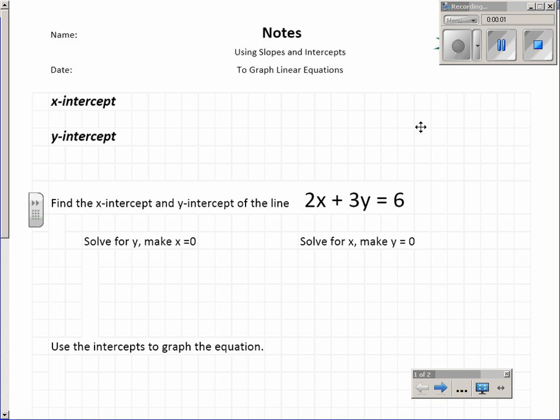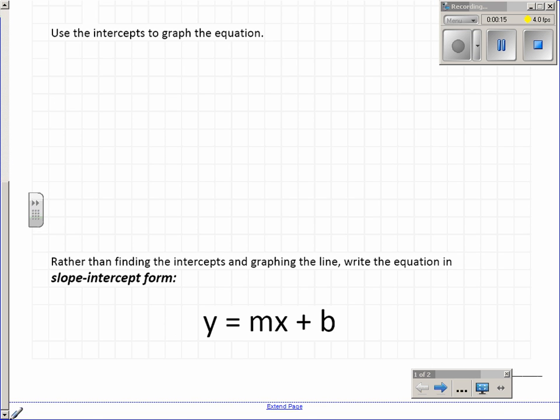Good afternoon, 8th graders. This is our video on using slopes and intercepts to graph linear equations. It's kind of a follow-up to what we did today, and we're going to start off with a bit of review. This is page 43, so let's go ahead and write that in the bottom right.